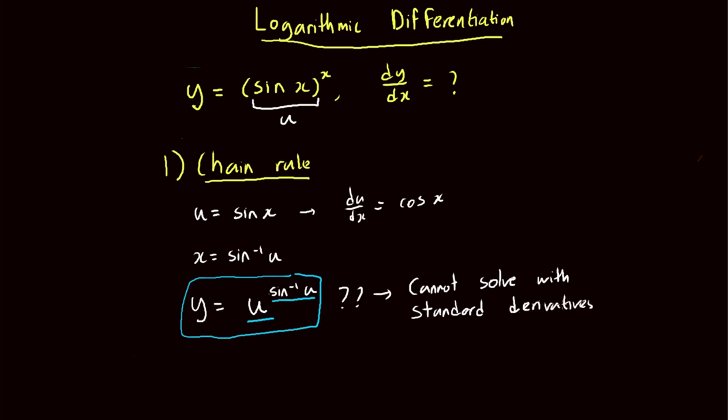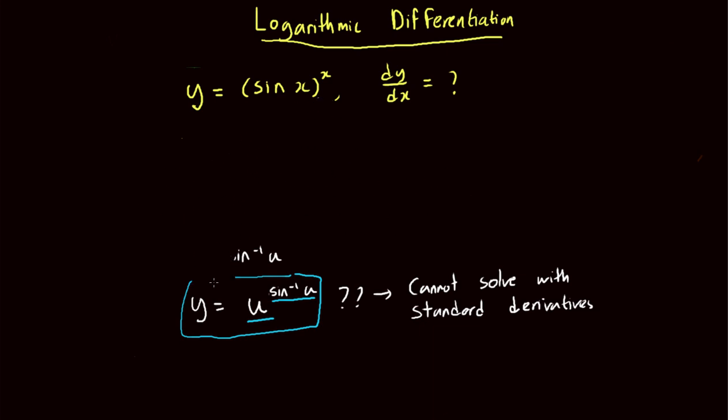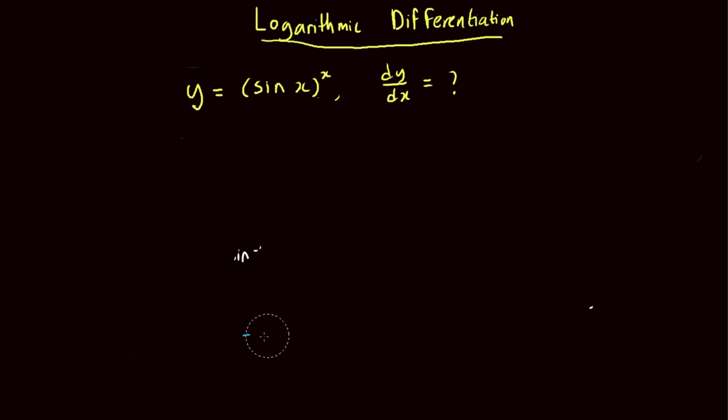This is where logarithmic differentiation comes in. Instead of the chain rule, which I'm going to scrap right here, we're not going to use the chain rule. Instead, we're going to take the natural log on both sides. So we take ln y equals ln of (sine x) to the power of x. This will lead us to ln y equals x ln sine x.